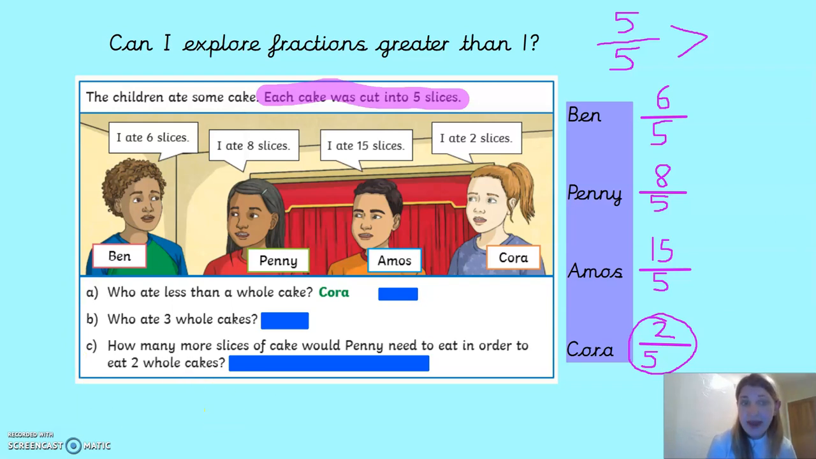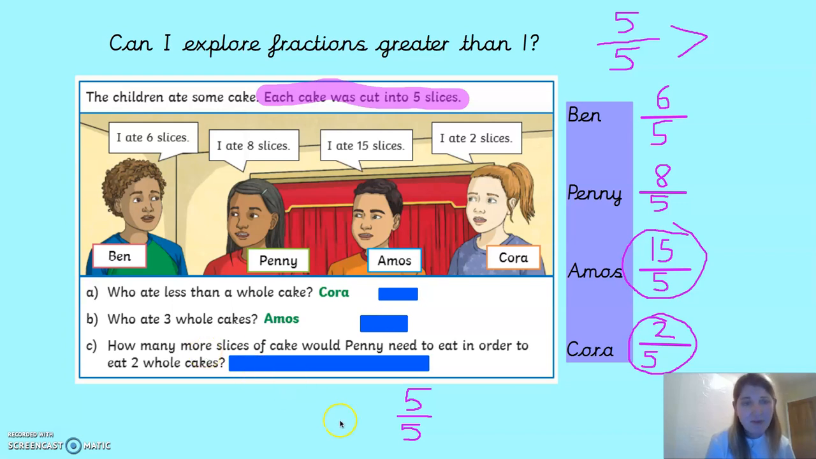And the next question is who ate 3 whole cakes? Well, can you remind me how many fifths was 1 whole? It was 5, wasn't it? So if that's 1 whole and I want to know what 3 wholes would be, it's going to be 3 lots of this 5, isn't it? So 1 whole would be 5. 3 wholes would be 5, 10, 15 fifths. Okay, because if I had 3 cakes, they were all cut into 5 parts. That would be 15 parts in total. So Amos ate 3 whole cakes. So let's check if we're right.